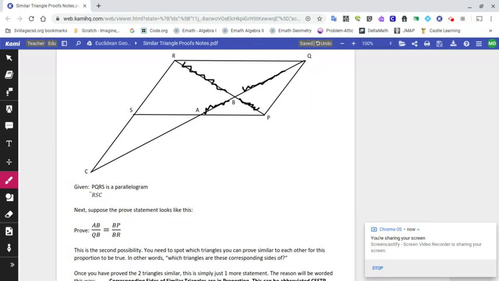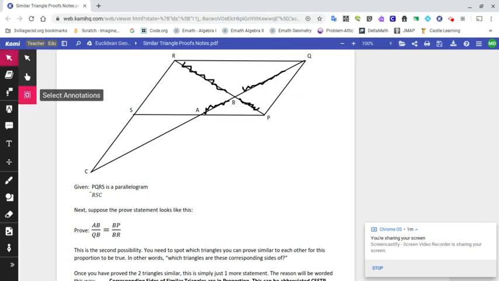So it looks like if I prove those two triangles similar, RBQ and APB, I could then say the corresponding sides are in proportion. AB over QB equals BP over BR. Small triangle over large triangle. If you look at that proportion, that's the way it would work out. So I spotted the two triangles. Now I just have to write the proof.